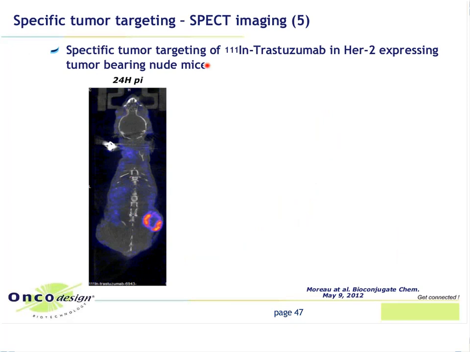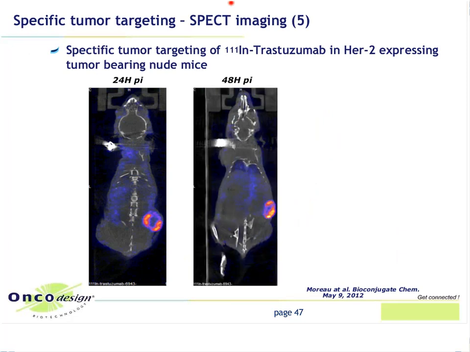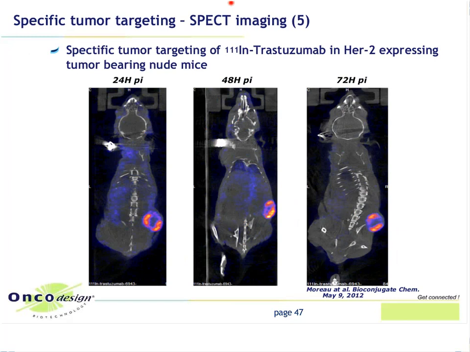Here is the picture of the mouse where we have the CT scan here with the bone, with the spinal cord here, combined with the images from the SPECT, which shows the body of the mouse and the tumor, which is stained by the indium-111, corresponding to a specific tumor targeting. And over time, for the same animals, we've maintained this strong staining of the tumor by the indium-111 antibody.